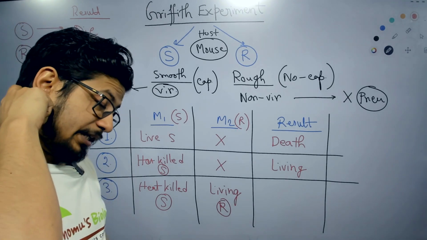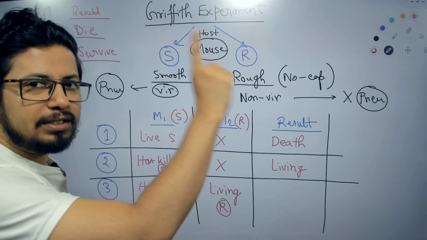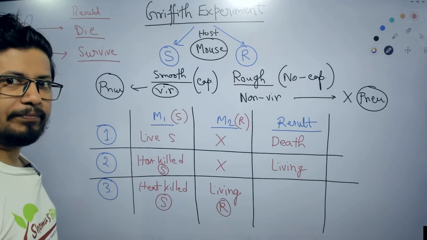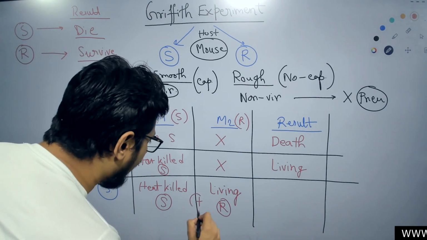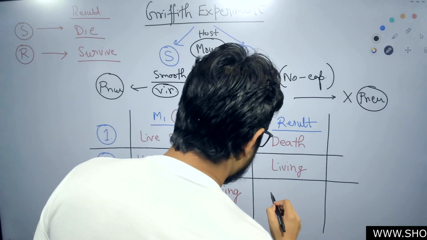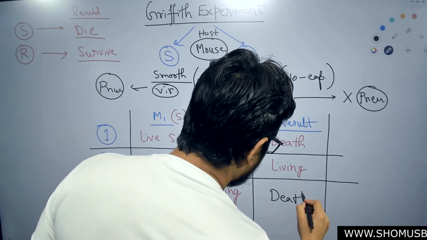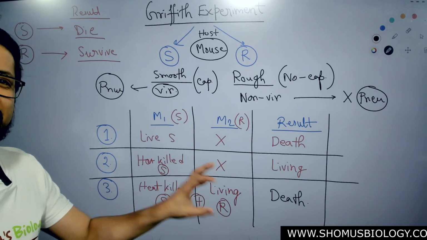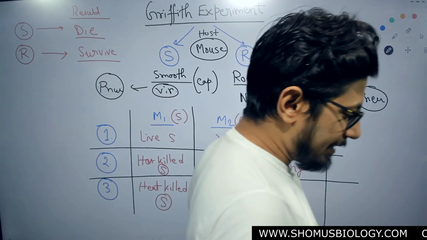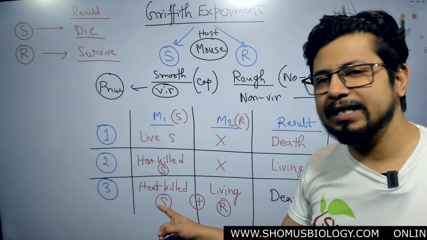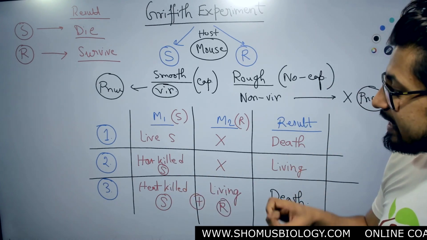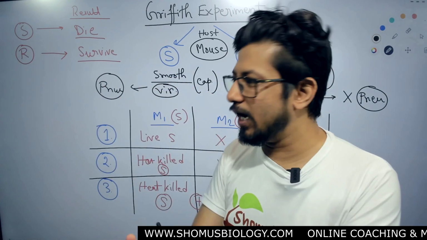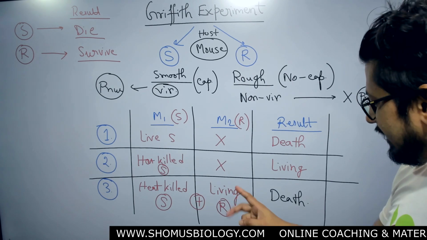What we know till this moment is that the living R strain cannot kill the mouse, and heat killed S strain cannot kill the mouse alone. But when we put them together, the mouse got killed. That is unique about this experiment. Independently, heat killed S failed to kill the mice. Independently, R failed to kill the mice. But if you put them together, heat killed S plus living R, it is killing the mice.